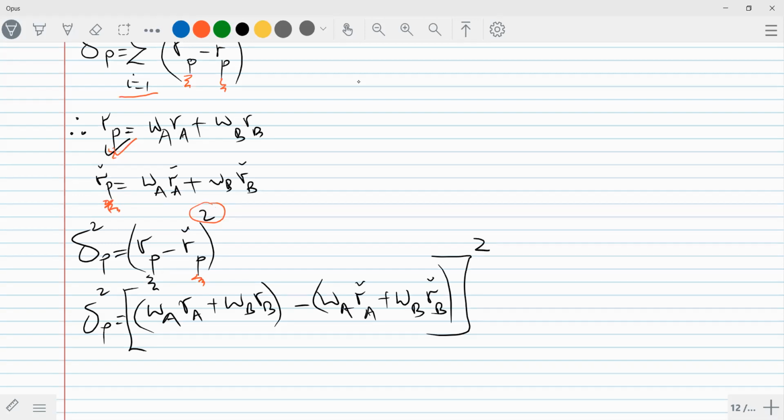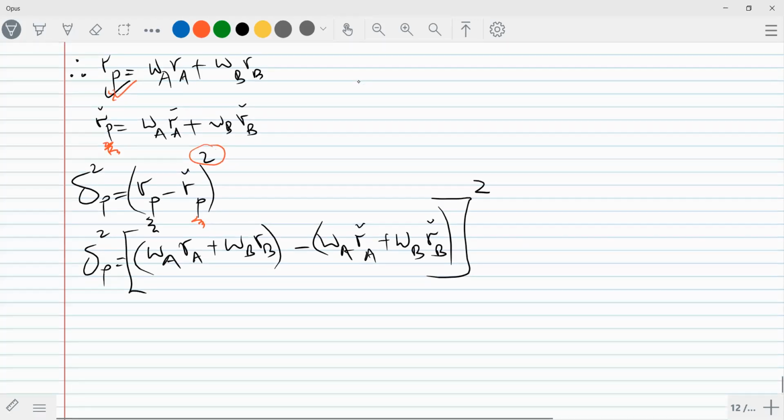Hope it's all clear. If it's not clear, don't forget you can stop me anywhere along the way. Let's proceed. We can put the like terms together. Here we can put A and A together. You can see here we have A, here you have A, here you have B, and here you have B. So let's put like terms together.